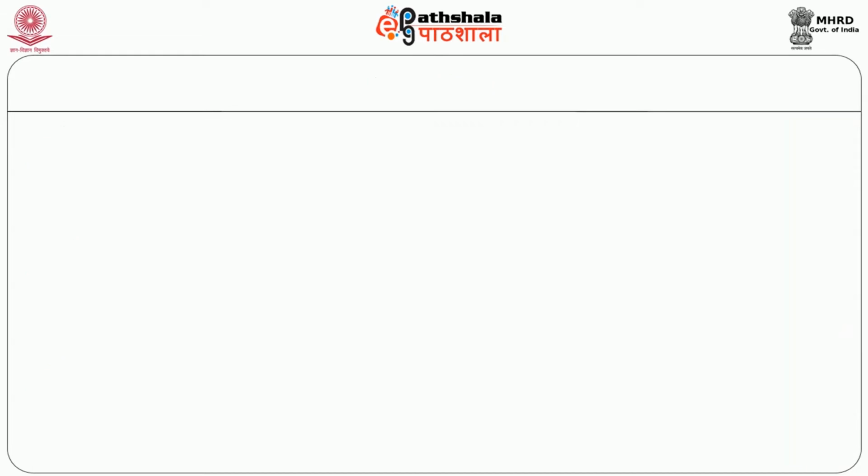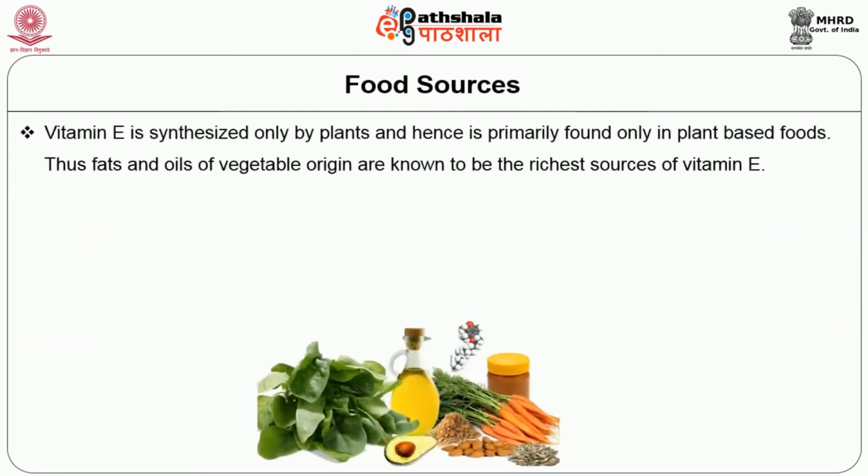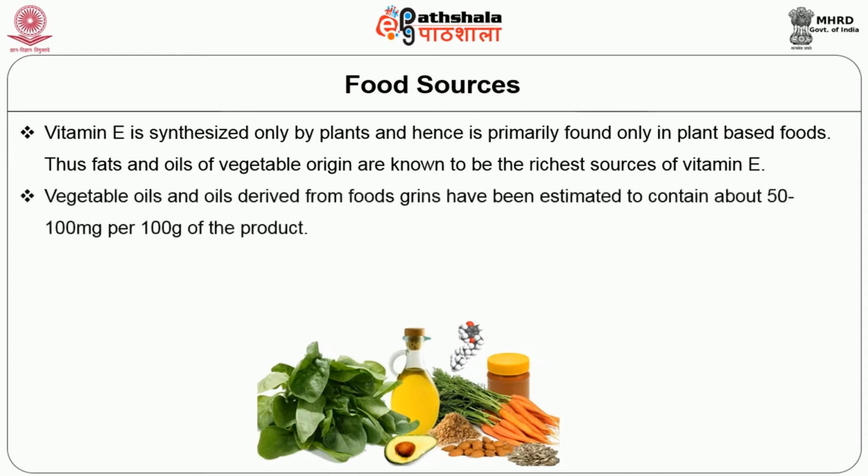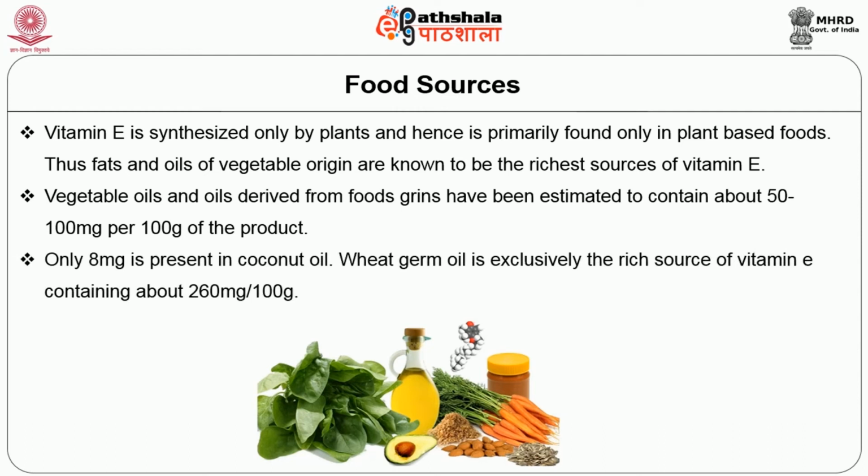Now let us look into the major food sources. Vitamin E is synthesized only by plants and hence is primarily found only in plant-based foods. Thus, fats and oils of vegetable origin are known to be the richest sources of vitamin E. Vegetable oils and oils derived from food grains have been estimated to contain about 50 to 100 milligram per 100 gram of the product. Only 8 milligram is present in coconut oil. Wheat germ oil is an exceptionally rich source of vitamin E, containing about 260 milligram per 100 gram.